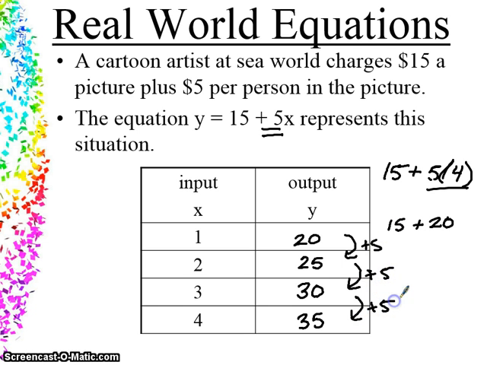And what that means is every time we increase by one person, an extra $5 gets added to the charge. That's the constant rate of change. For every 1, it increases 5.